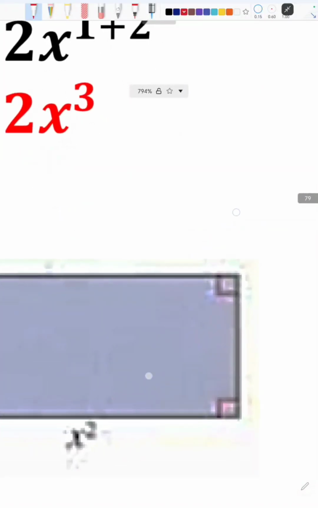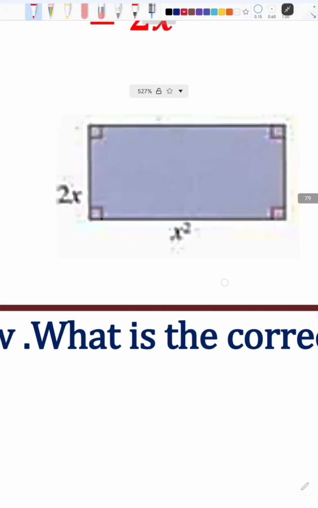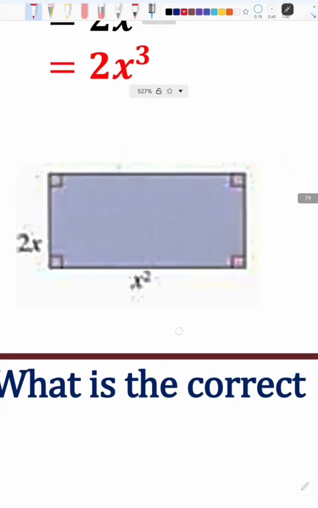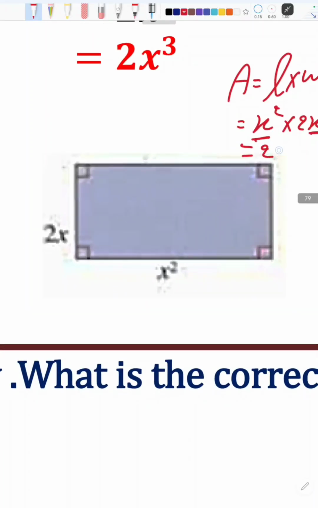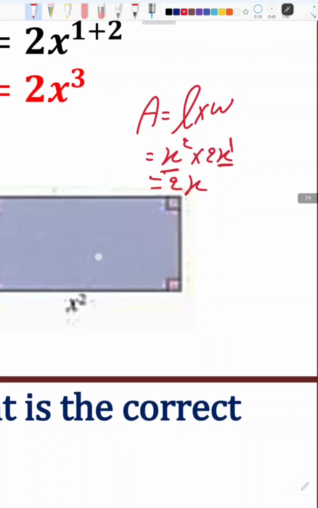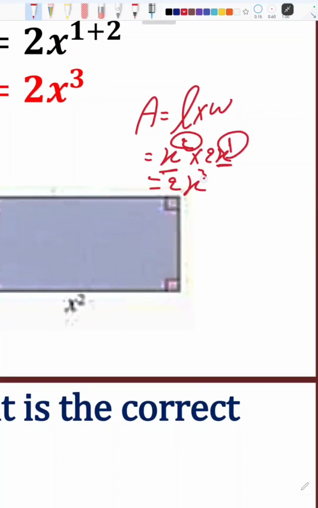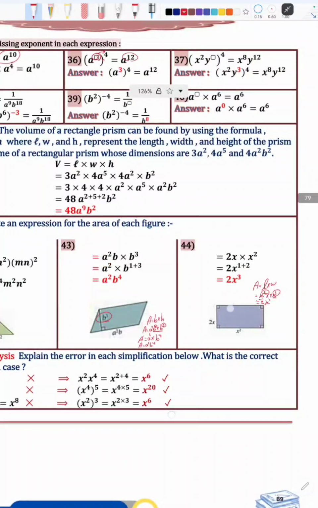In the other example, I have the area of a rectangle. Area of a rectangle is L times W, length times width. Okay, so it will be x power 2 times 2x. Since you have a single x, when there is nothing, it will be 1. Bring down the 2, then x, 2 plus 1, it will be 2x power 3.